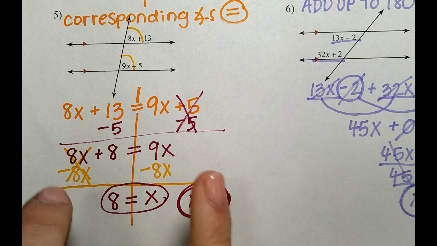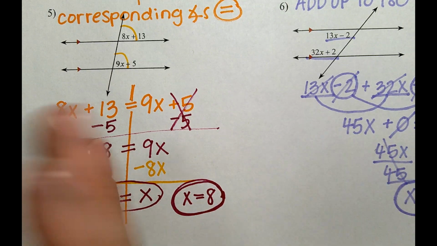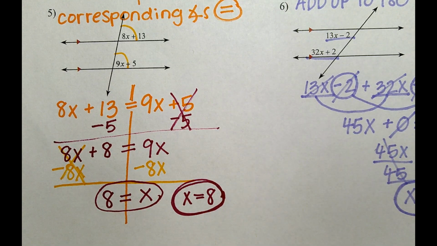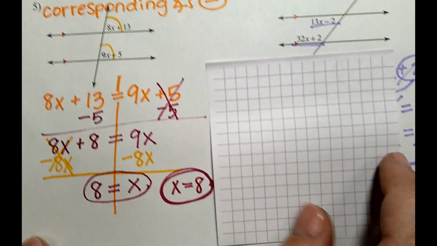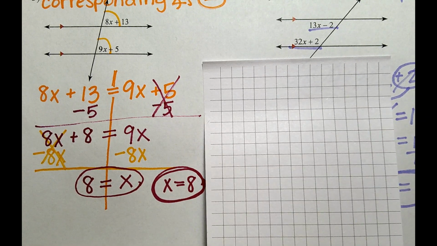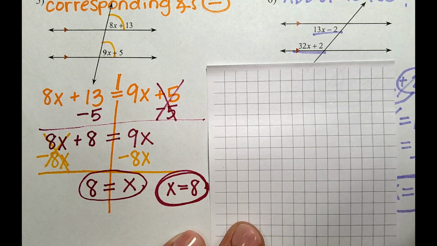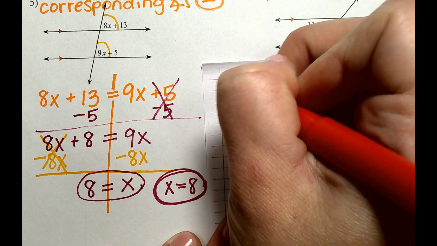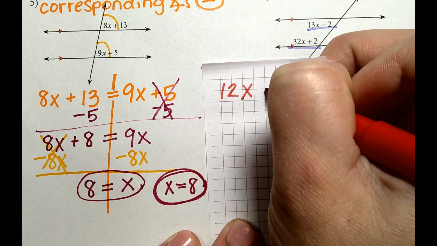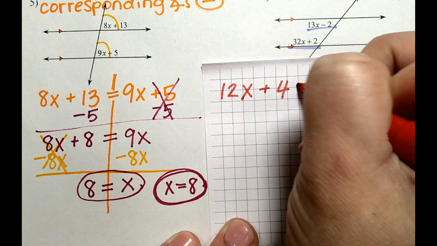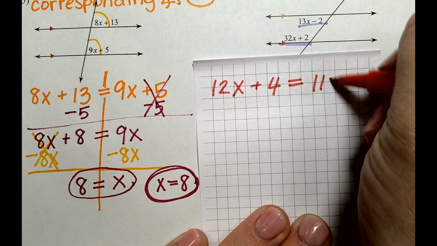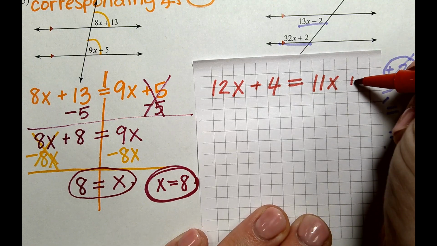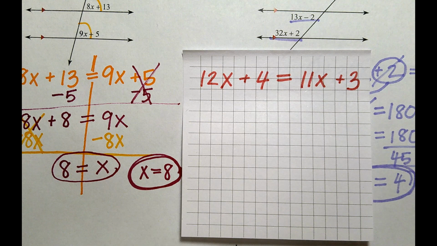Right. So what's difficult about this one is it's one of those where we get an equation with variables on both sides. So let me show another little example similar to this where we have to do something like that. And then we will do number 10 next. So let's say I have 12x plus 4 equals 11x plus 3. This is an example.